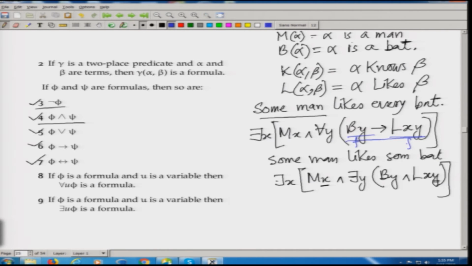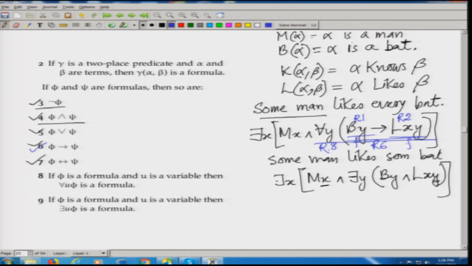So, what is the rule we used here? The first rule here is rule number 2. Then we have used rule number 1 for this. After that, here we have used rule number 6, that if both phi and psi are formulas, then so is phi implies psi. And then we use rule number 8 for constructing this. So, we have seen that BY implies LXY is a formula.